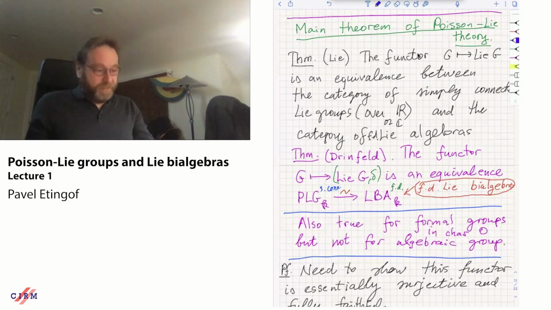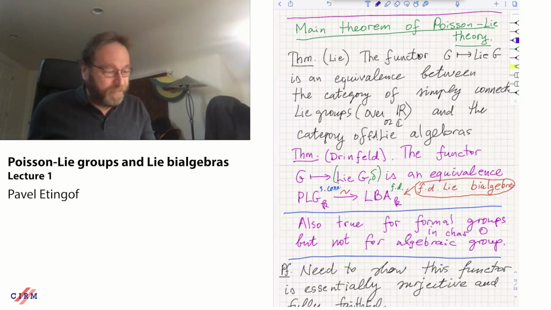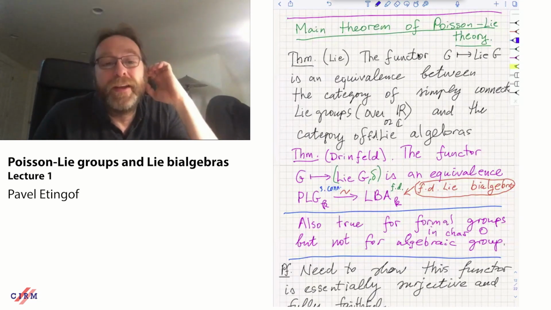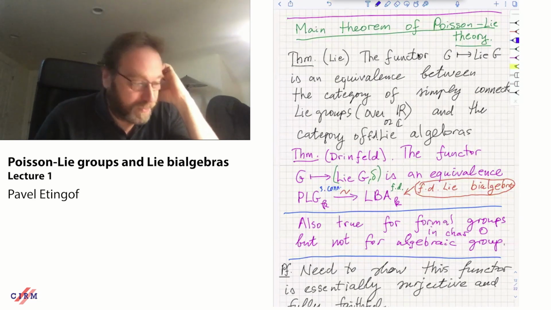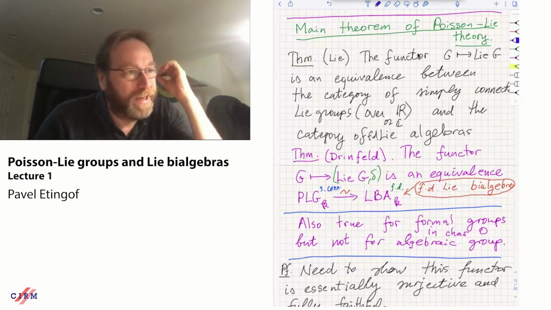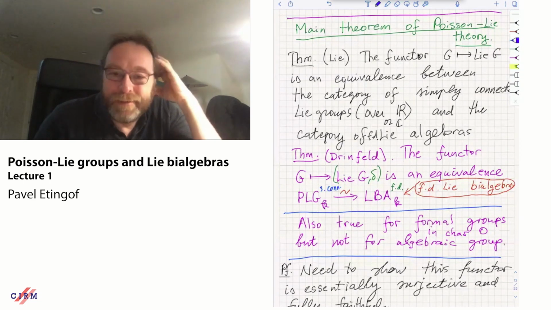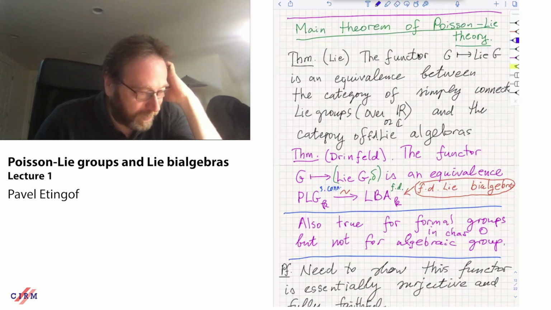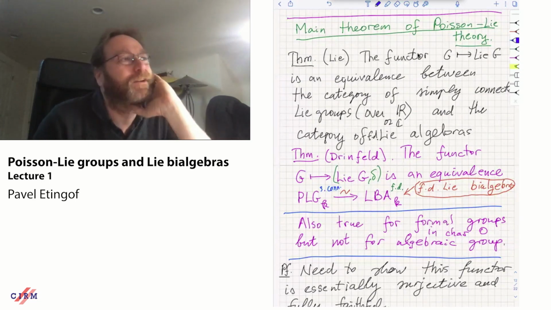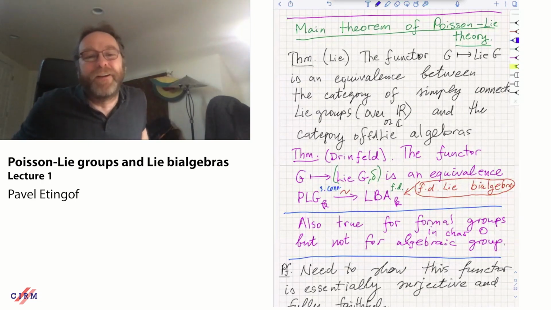Oh, definitely, nothing is true in positive characteristic. Even the usual correspondence between Lie algebras and Lie groups doesn't work in positive characteristic. So not any Lie algebra in characteristic p corresponds to a Lie group. And in fact, even the functor from Lie group to Lie algebra is not fully faithful. So there are homomorphisms of Lie algebras which do not lift to Lie groups and so on. So in characteristic p, things are very complicated and not at all as simple.